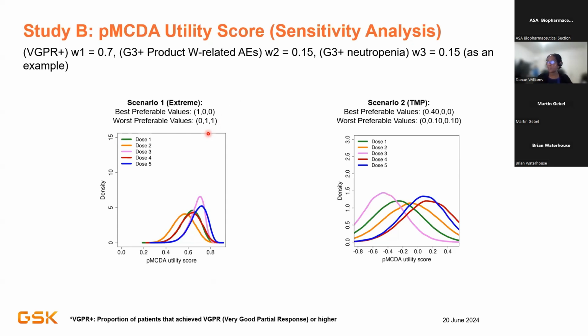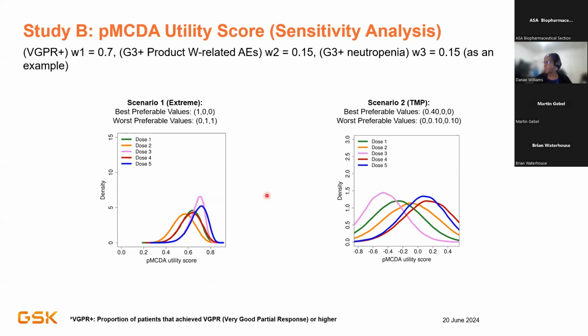And how the graph is interpreted is that the higher your PMCDA utility score is, along with its tallest density peak, then that would be deemed the optimal dose you may want to move forward with, which in this case would actually be dose 3 that's represented by this purple distribution.